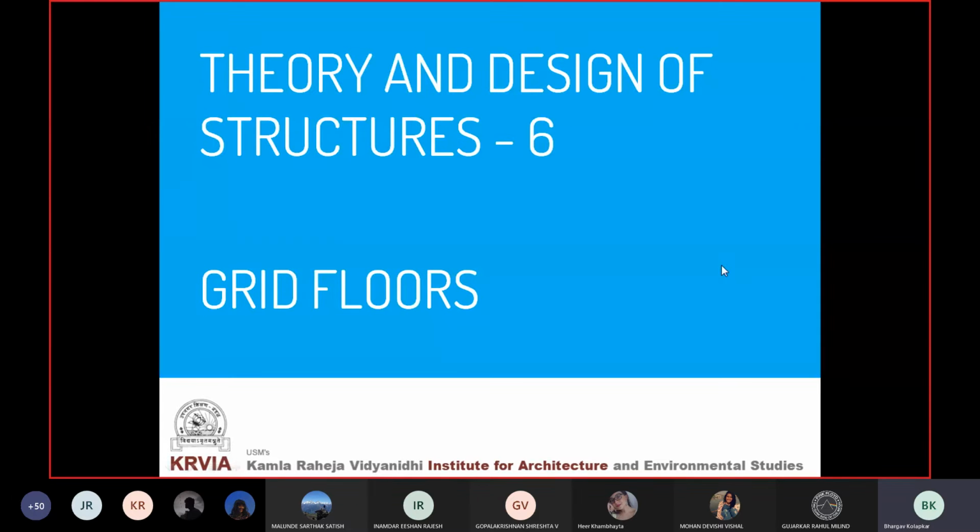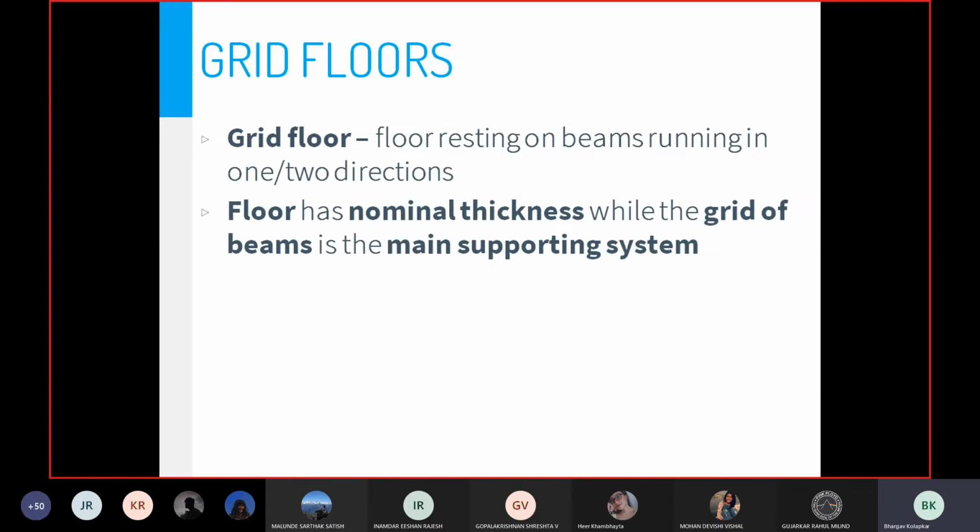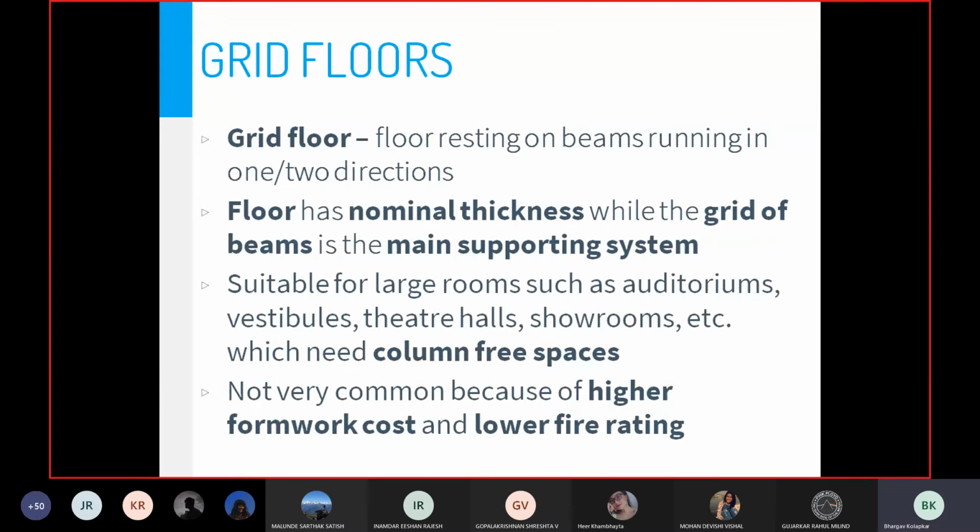So again, the next topic of discussion is a part of something that we've already seen. We've looked at slabs and the different types of slabs. Perhaps it is due to the speciality or the rarity of these slabs that we are discussing it as a separate subtopic. Grid floors are nothing but floors resting on beams running in one or two directions.